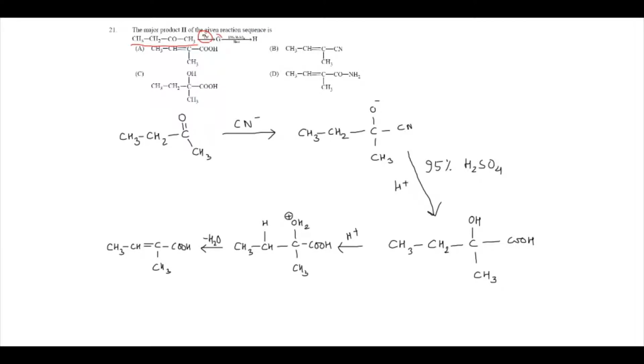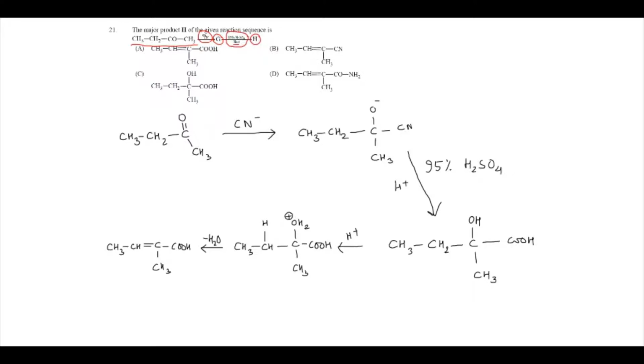intermediate G, which will again react with 95% H2SO4 under heating condition. So, it is written here 95% H2SO4 and heat, and we will get H. H is the final product, and we have to predict what H is in this reaction. So, to predict the product, we need to do the mechanism of this reaction.